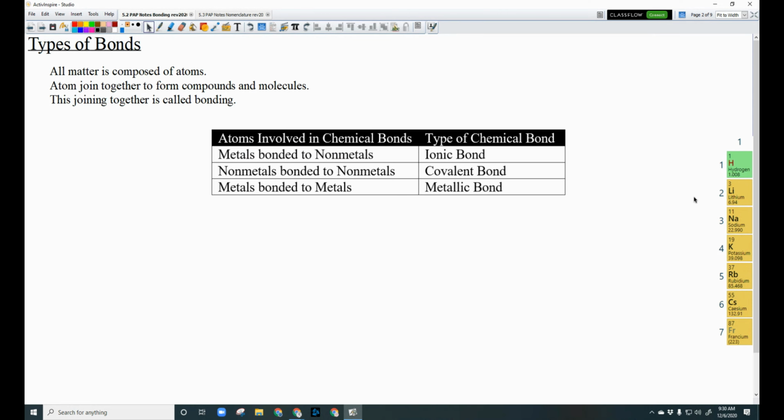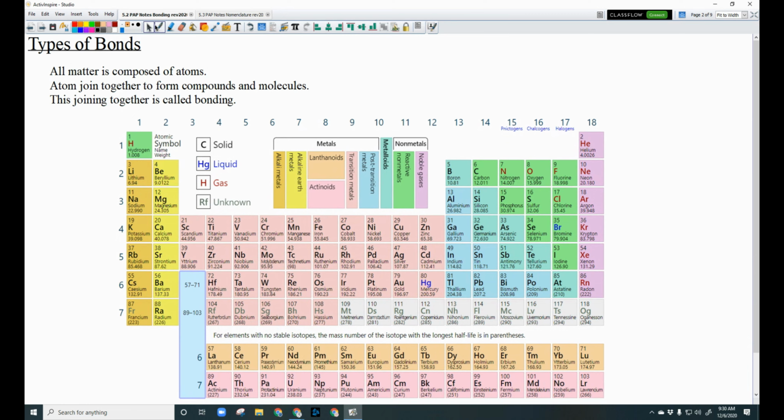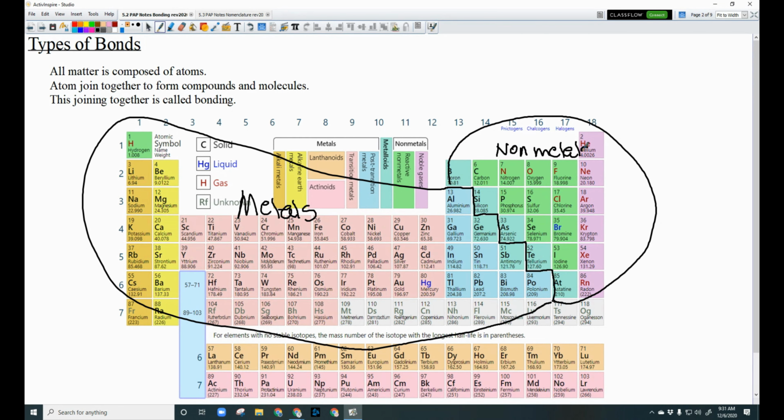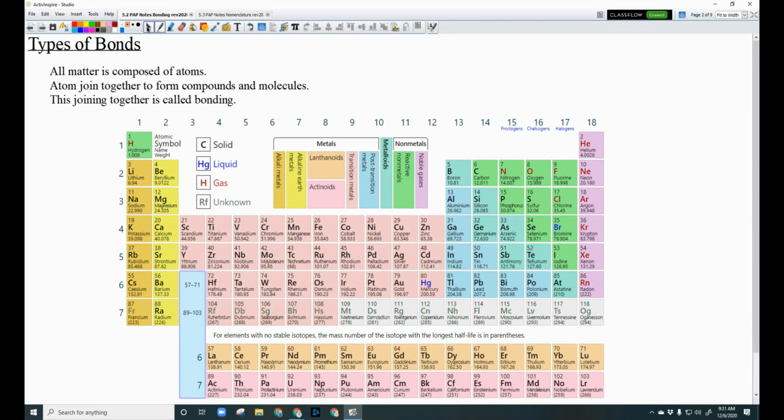So if we look at the periodic table, let me just drag this over. Remember, metals and nonmetals are separated by the stair-step line that goes down through the right side of the periodic table here. All of these on this side are considered to be the metals of the periodic table, and all of these on this side are the nonmetals. Ionic bonding is when you take one or more of the elements from the metal side, and it bonds with one or more of the elements from the nonmetal side. We refer to that as ionic bonding.